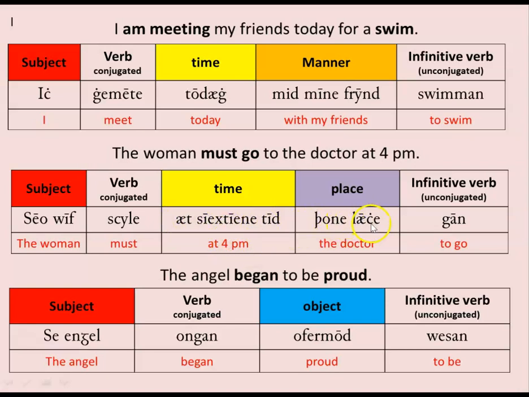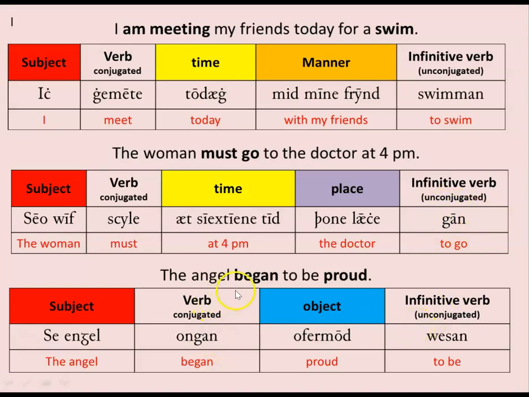The 16th hour goes on a 24 cycle, so at the 16th hour, 4 p.m. Thona lacha. Now this lacha, the doctor, is in the accusative, and so the demonstrative article here is thona. That's the accusative of the word the. Lacha is the accusative for doctor. And to go is gan in its infinitive form. That's the form you'll find when you open up a dictionary and look for the word go. Gan just simply goes on the end there.